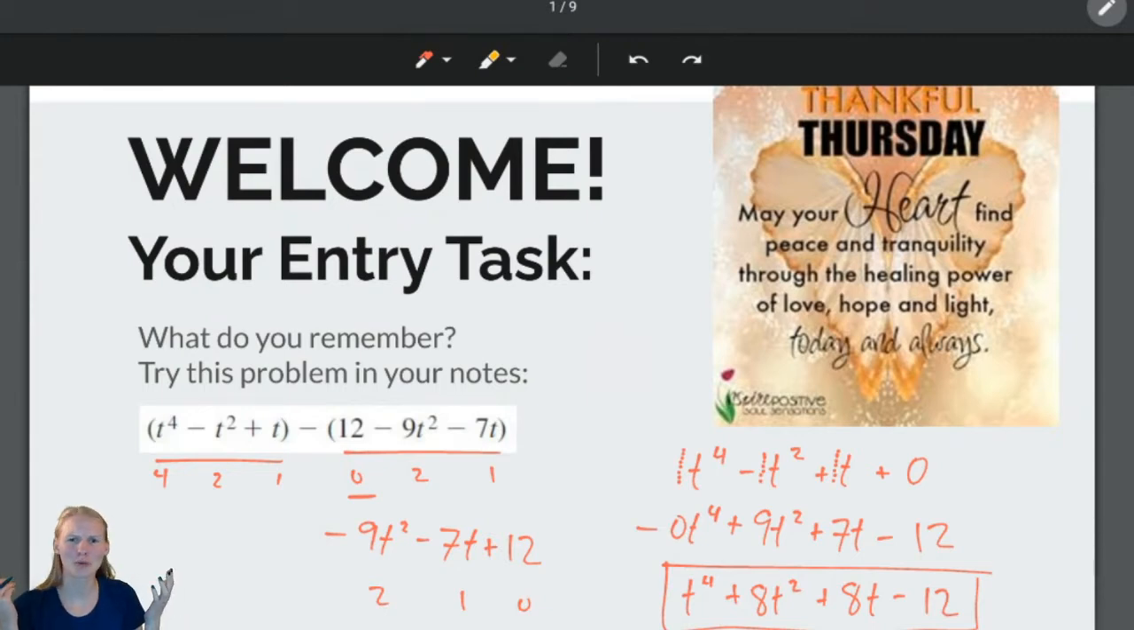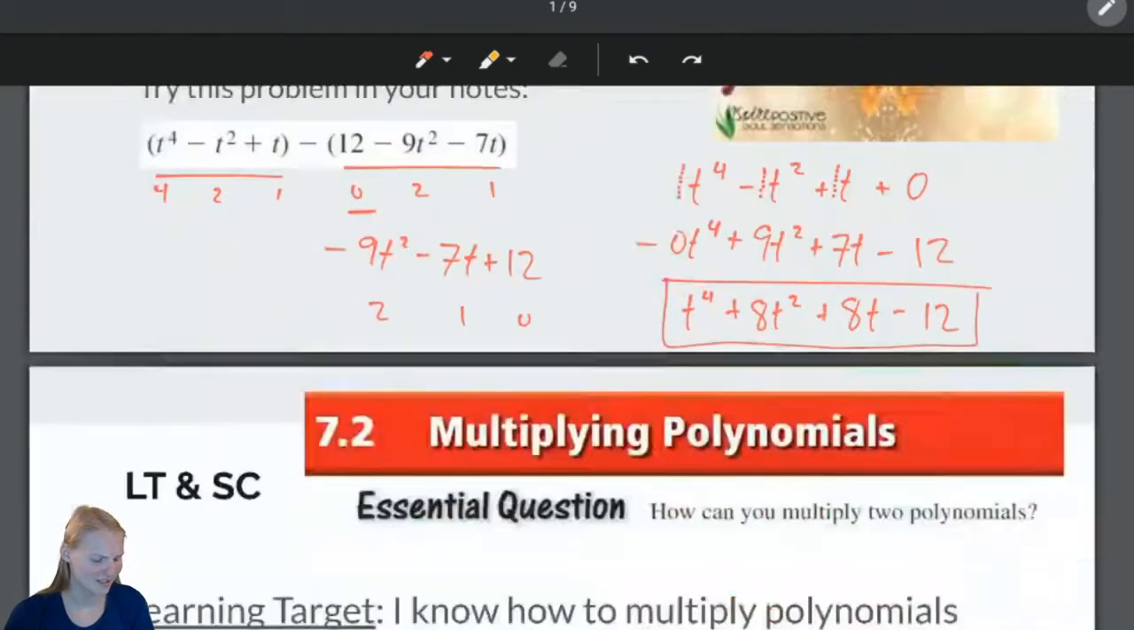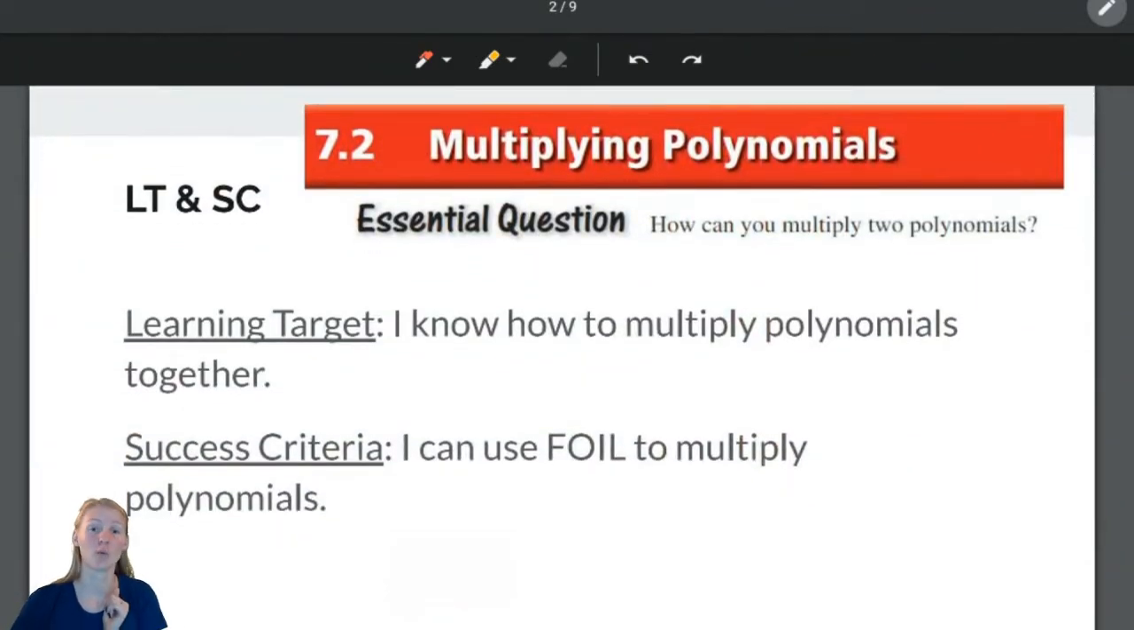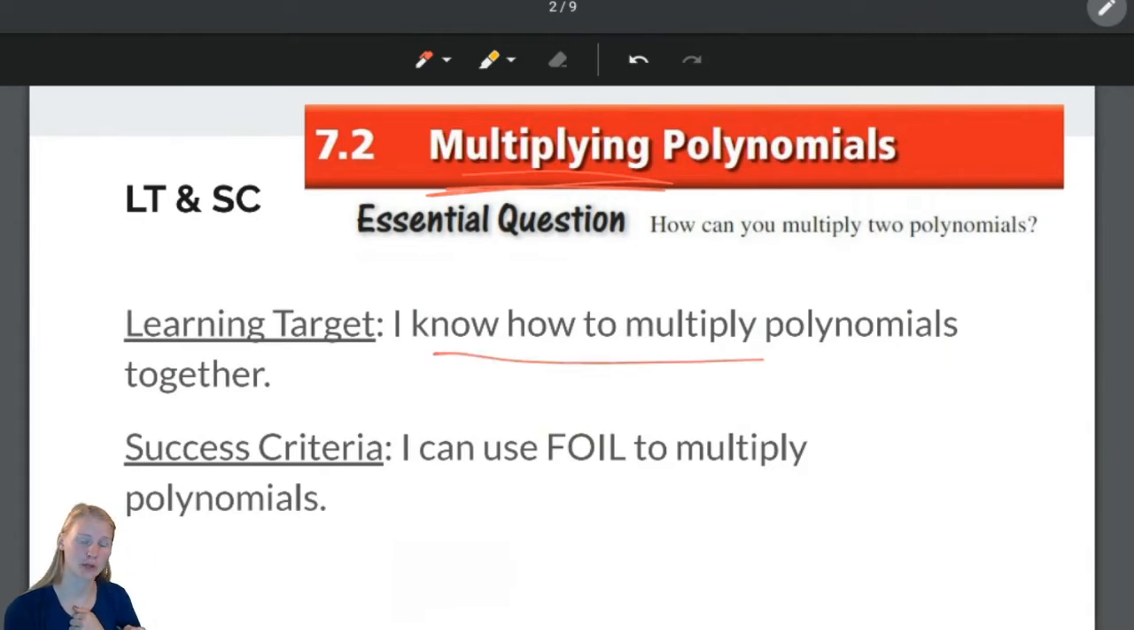Okay, that's what we did in the last video. What do we have for today? Today, we start our work on 7.2. There will be another video on 7.2, so this is the first half of 7.2. It is all about multiplying polynomials. We added and subtracted them, but now we're going to multiply polynomials. So that's the learning target, is to know how to multiply polynomials.